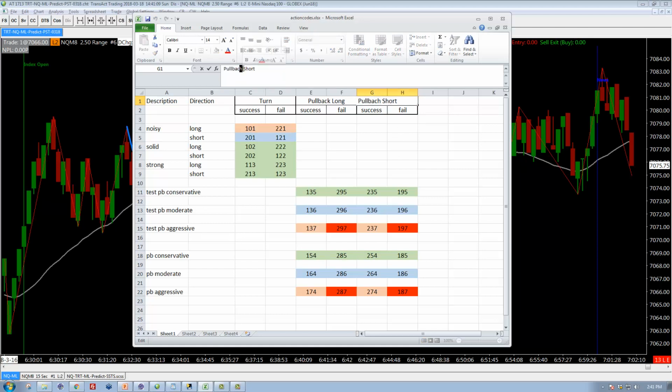Pullback short. It's a classical pullback. If the pullback is short, conservative, the code will be 254. And because you want to get short, it starts with a 2. If the pullback short is predicted to fail, then you want to get long. That code is 185. Conservative, moderate, aggressive, just like we talked about. So a deep pullback is conservative, and hardly pulling back at all would be aggressive.